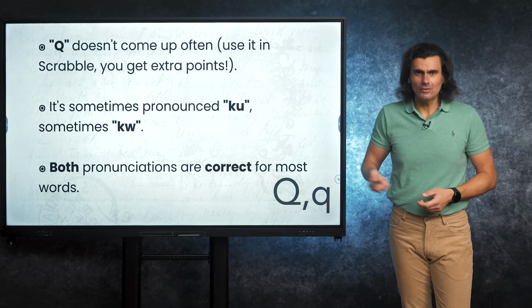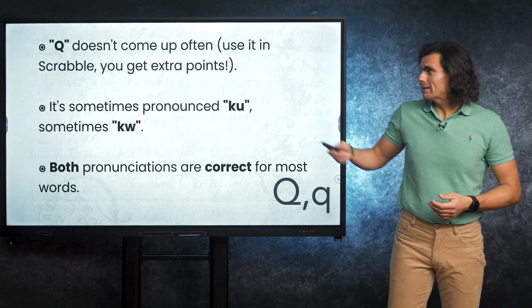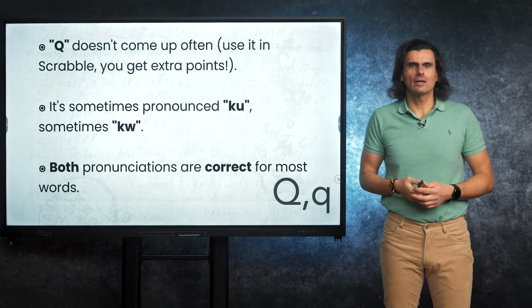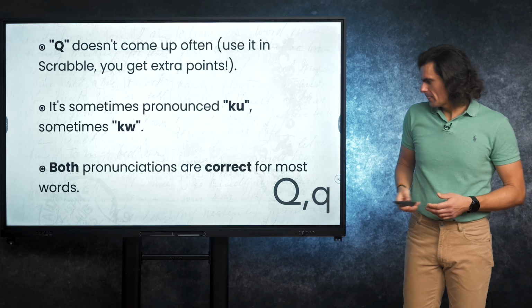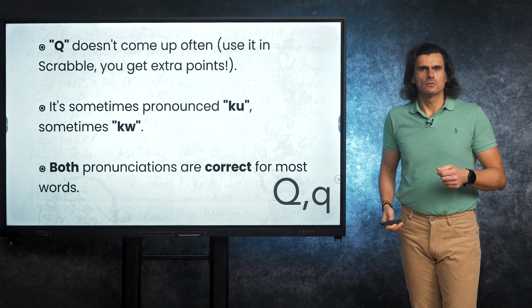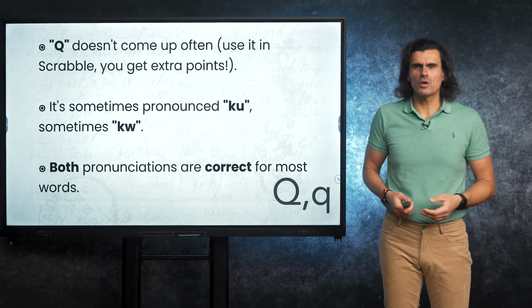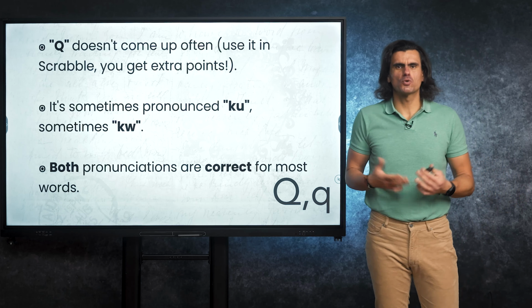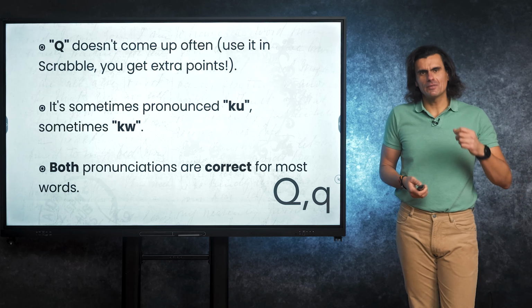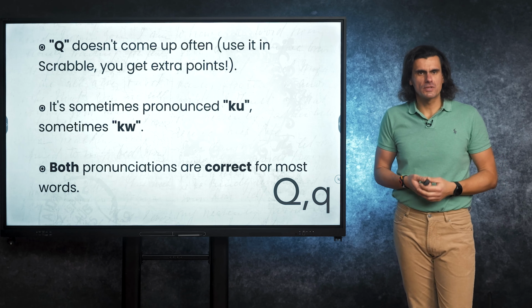Now, this letter does not appear so often, but use it, if you will, in Scrabble, because you are getting extra points. The letter in itself is Q. Sounds a little bit strange because Q in German also means cow, and you very often can choose between one of these two pronunciations. It's either Q or Kv. So you have some sort of V sound, and both pronunciations are usually correct.